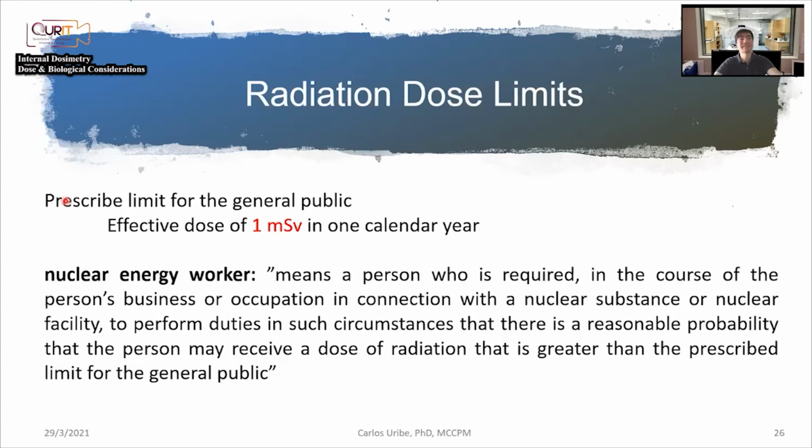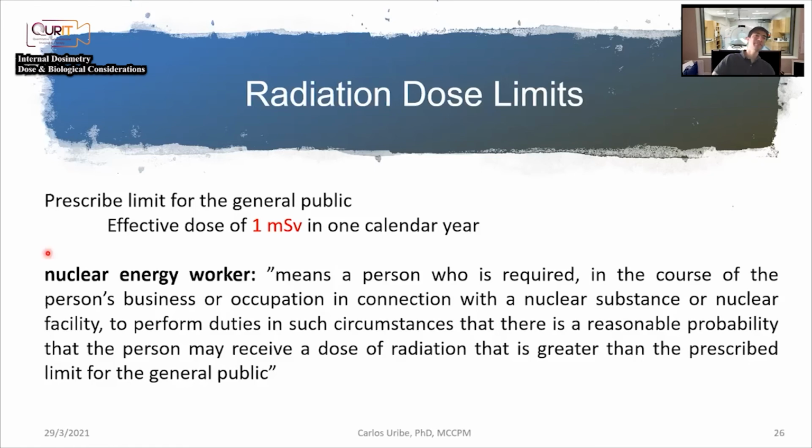Okay, so for example, the prescription limit for the general public is that in 1 calendar year, no person should get more than 1 millisievert. But then I just showed you that background radiation gave us more than 1 millisievert. So how can people get less than 1 millisievert? This 1 millisievert is that people should not get more than 1 millisievert because of those artificial facilities or handling radiation that we know we are doing.